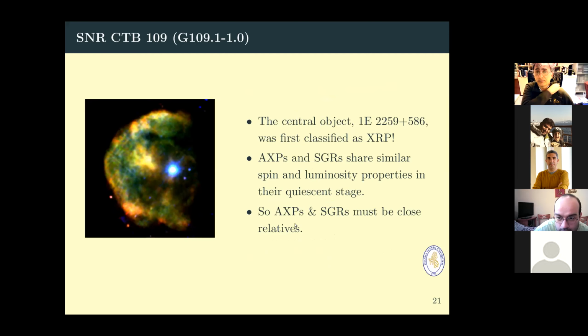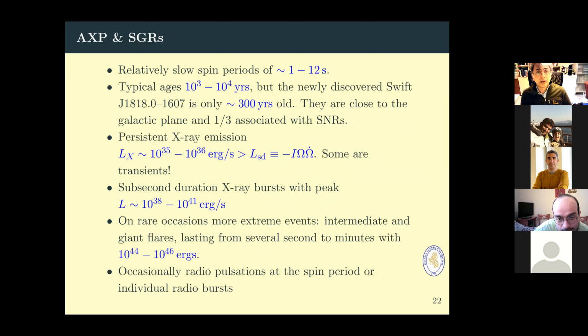And we find that they have similar properties to soft gamma ray repeaters, similar spin and luminosities. So people noticed that they could be close relatives to each other. So anomalous X-ray pulsars and soft gamma ray repeaters together would have the following properties: spin periods of about 1 to 12 seconds, and their typical ages are very young.